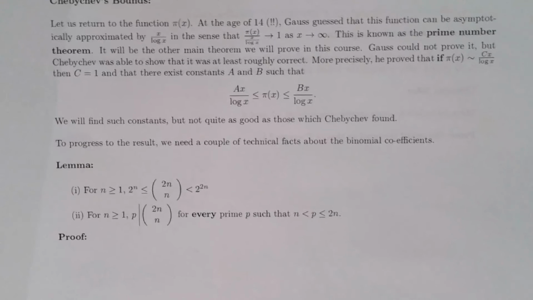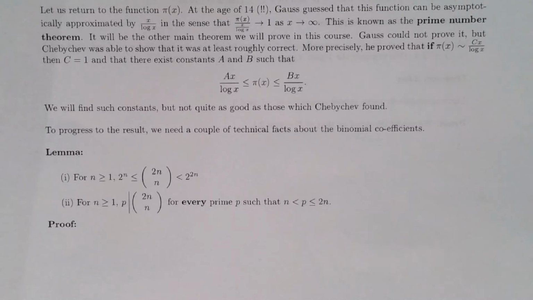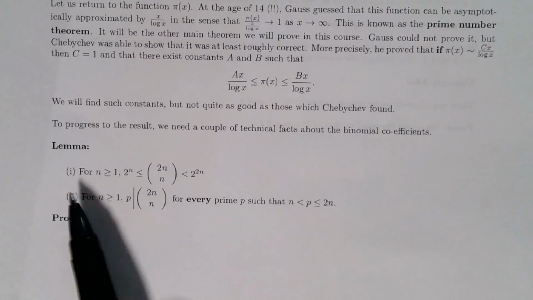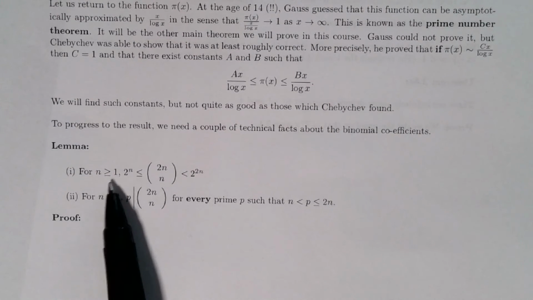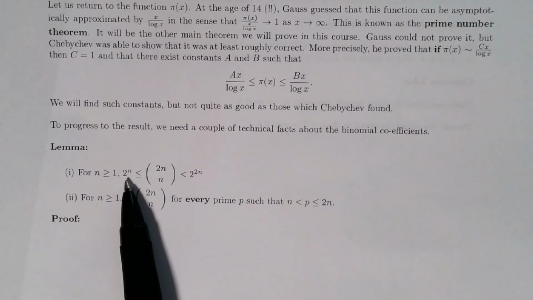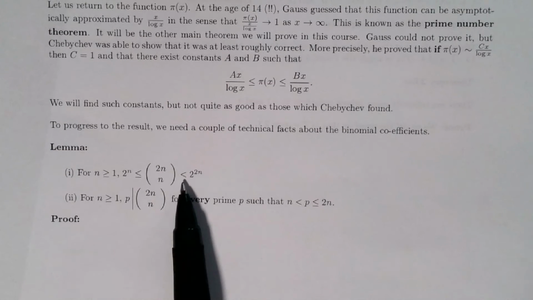It's very interesting, I think. We saw when we looked at Bertrand's postulate this connection between the binomial coefficients, or the use of the binomial coefficients, and proving these various facts about prime numbers. So for n bigger or equal to 1, the binomial coefficient 2n choose n is bigger or equal to 2 to the n, and it's less or equal to 2 to the 2n.